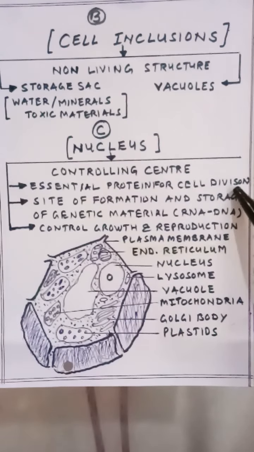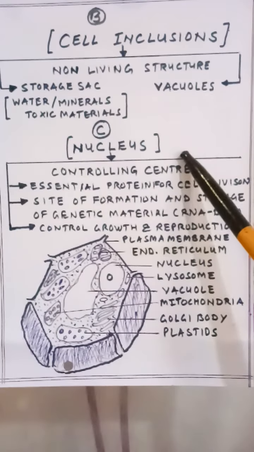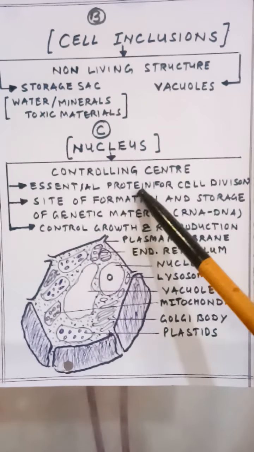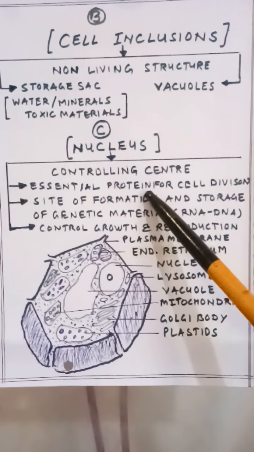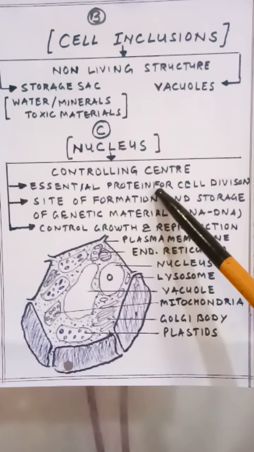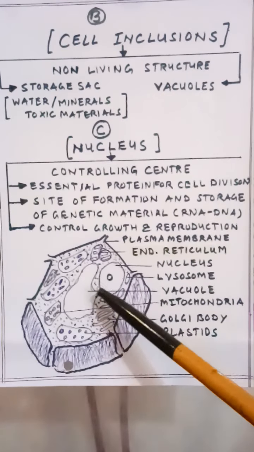We shall discuss cell division in higher classes. Various processes govern the overall procedure of cell division. Where is that cell division governed from? It is governed from the nucleus of the cell itself. So it produces the essential protein for cell division. Protein is required for making the genetic material. Genetic material is RNA and DNA. So it means that DNA and RNA are also synthesized here.